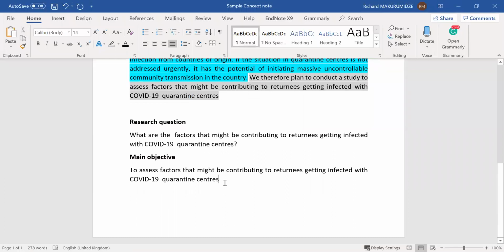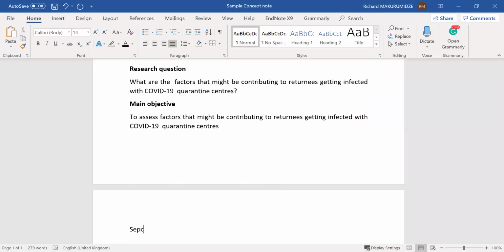Then from there, the next stage is your specific objectives. You now need to develop specific objectives for your research. Remember, with specific objectives, we are breaking down the main objective into specific ones. For us to achieve this main objective, I want to see the factors that are contributing to returnees getting infected in quarantine centers. There are some other ways. Others might say you want to see the reasons.